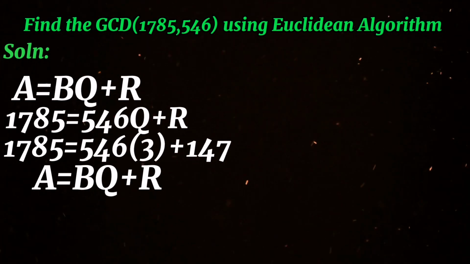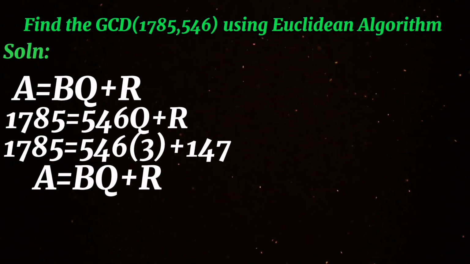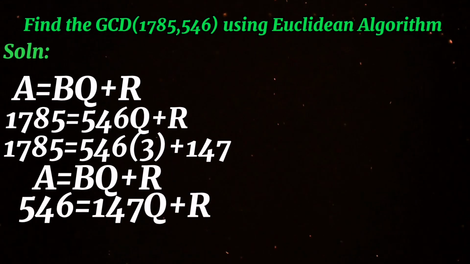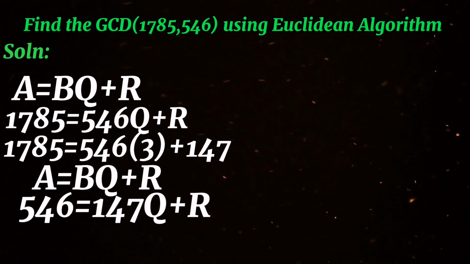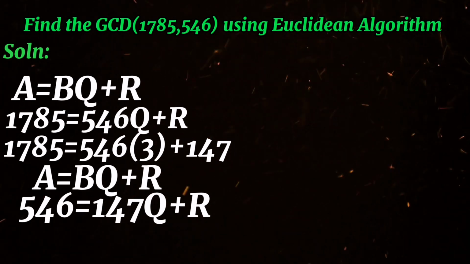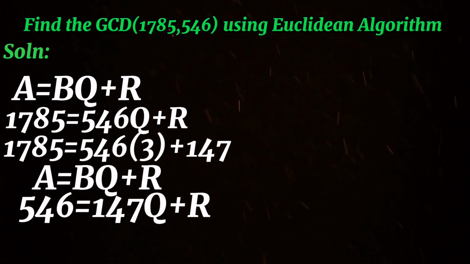Again, our b from this equation is going to become our new a, while our remainder is going to become our new b. So we are going to have a is equal to bq plus r, that is 546, which was our b, is now equal to 147q plus r. 147, remember, was our former remainder. So now we have 546 is equal to 147q plus r.